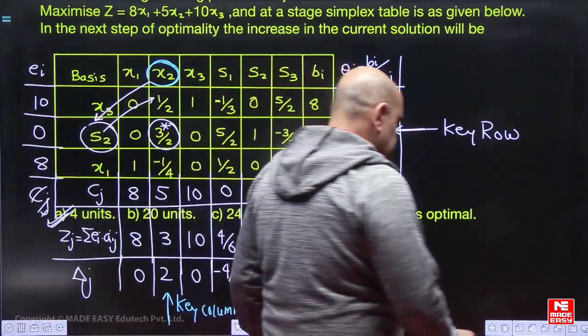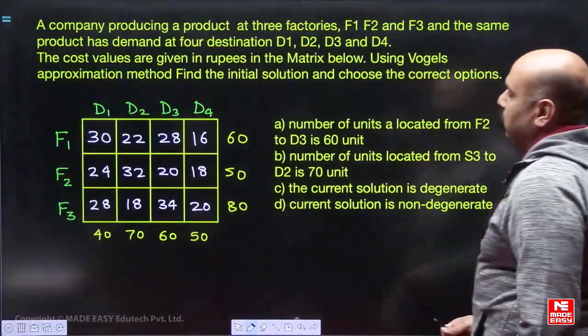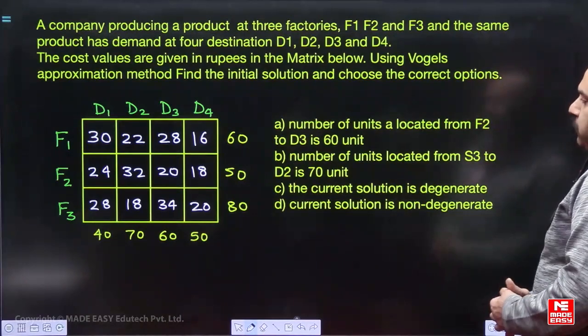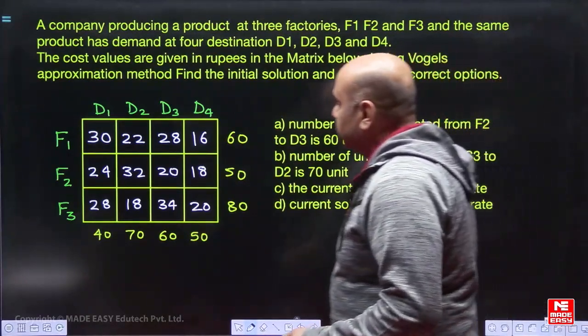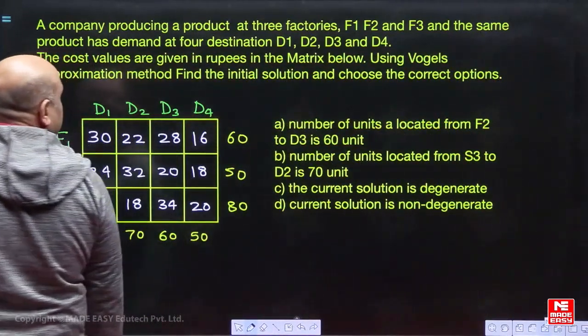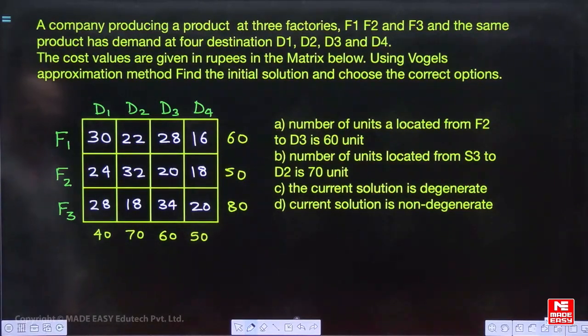Hopefully clear to everyone. The next question is from a transportation problem. A company produces a product at 3 factories, F1, F2 and F3, and the same product has demand at 4 destinations, D1, D2, D3 and D4. The data is given, the cost values are given in rupees in the matrix below. Using Vogel's approximation method, find the initial solution and choose the correct option.